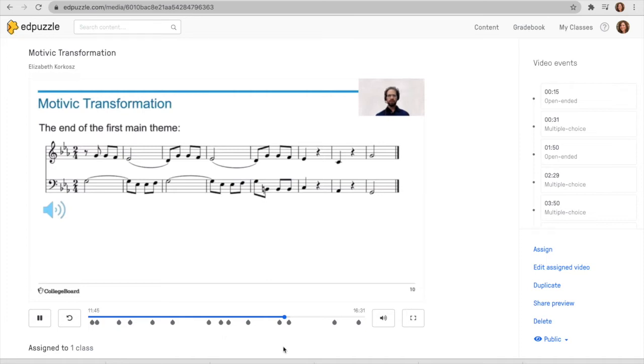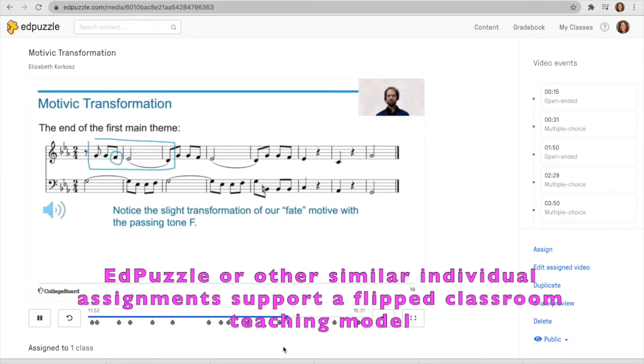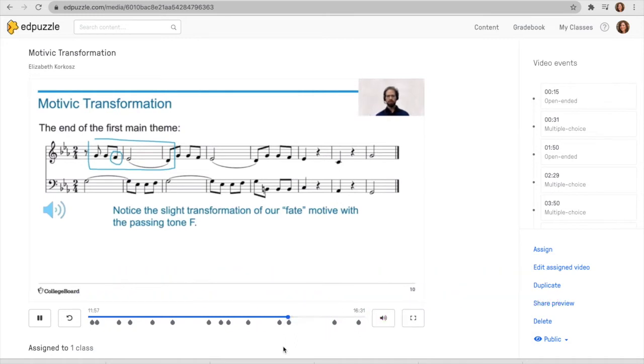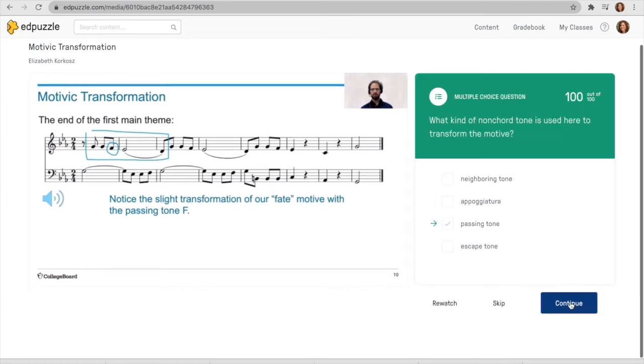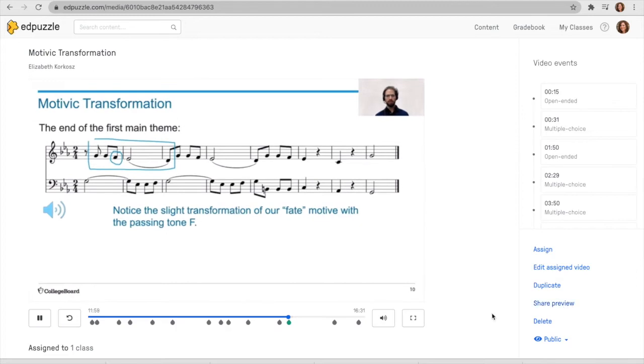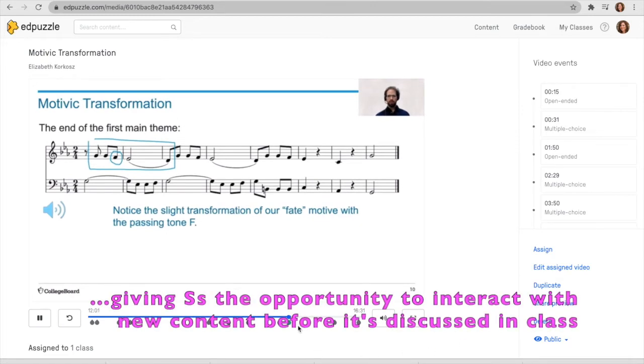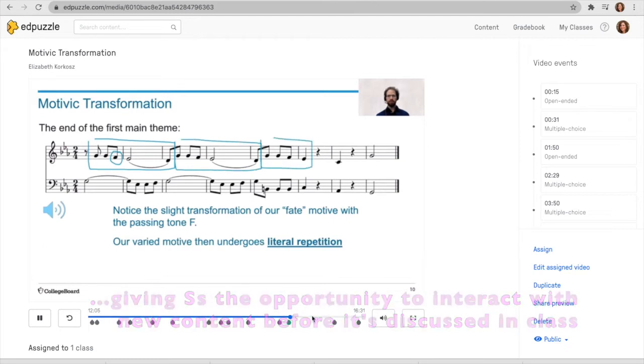All right. So in this one, notice that we've got a slight transformation of our fate motive, right? We've got a passing tone in there. Instead of G, G, G, E flat, we've got G, G, F, E flat. So we pass down in there. We talked about passing tones earlier in the unit with Mr. Pedigo. And then notice that he does that again, right? Literal repetition. There it is, just again and again, right? In the up.